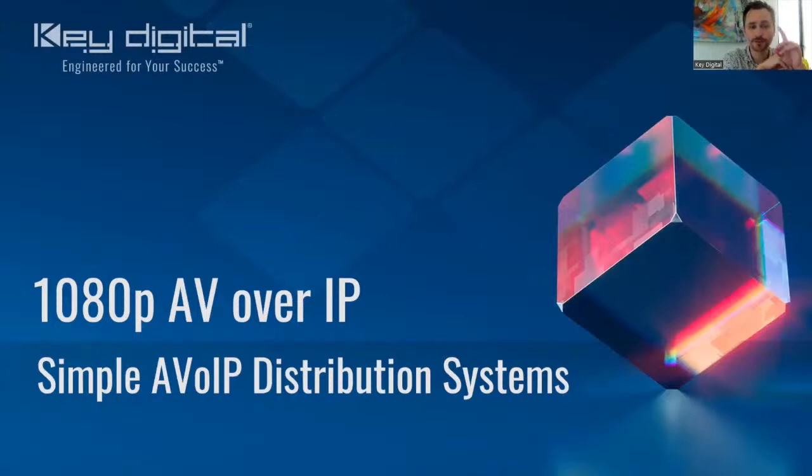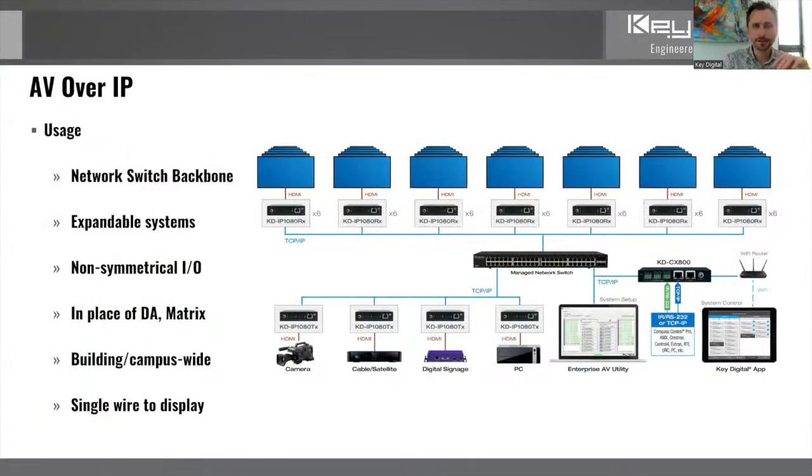And so we're going to talk to you about those simplified AV over IP distribution systems using our KD IP 1080. As the name implies, the maximum resolution is 1080p here. And the great thing is it's completely scalable because it is AV over IP. So you get to use that network switch as your backbone, or even multiple network switches interconnected by fiber linkings, stacking, if you will, which could be because you have a very large system, or it could even be because you have a whole campus that you need to wire, and each building has a different network switch. So you could easily expand to these systems as well.